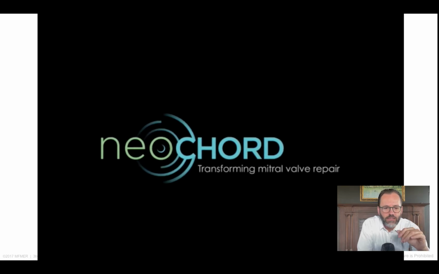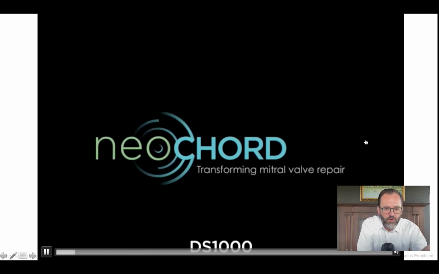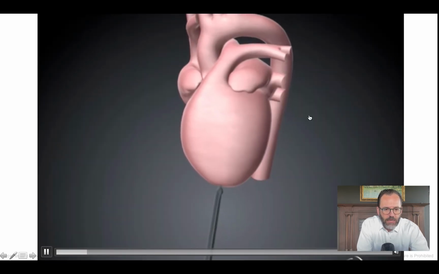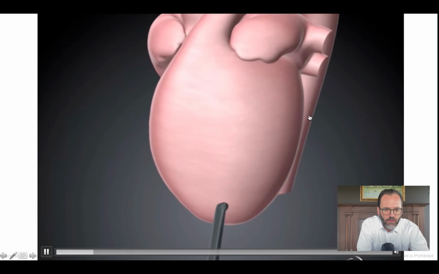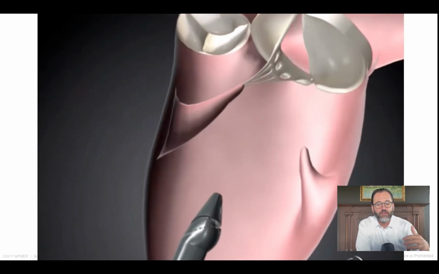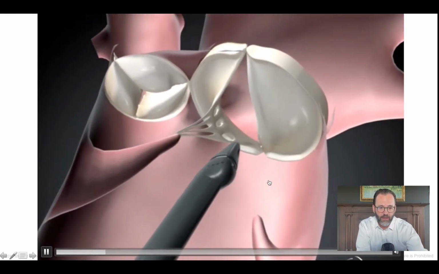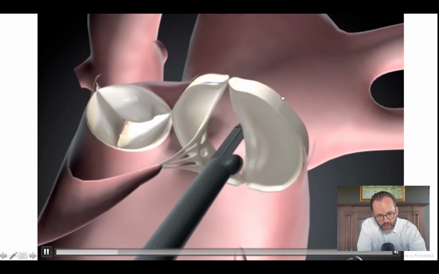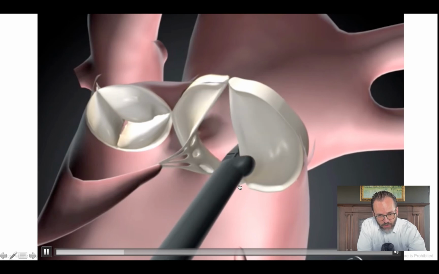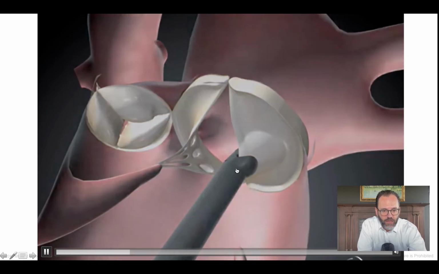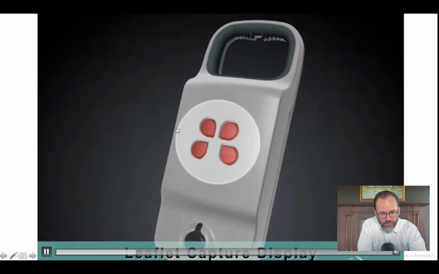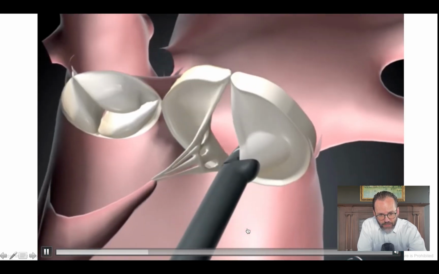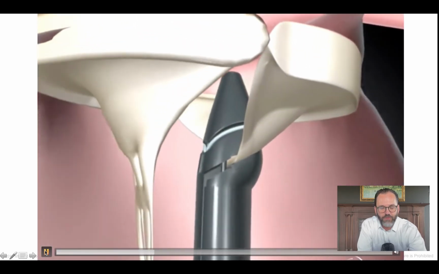And what you can see is that this is for a device called NeoCord, so for mitral valve repair. And so when you have mitral valve prolapse, so rupture of the chordae tendineae, you can see here that there's no chordae tendineae holding this mitral valve back, and you have leakage of blood back into the left atrium. And so this device essentially is inserted in through the apex and can be used to grab that free leaflet. And then you can use a lighting system to actually confirm that you have capture of the leaflets.